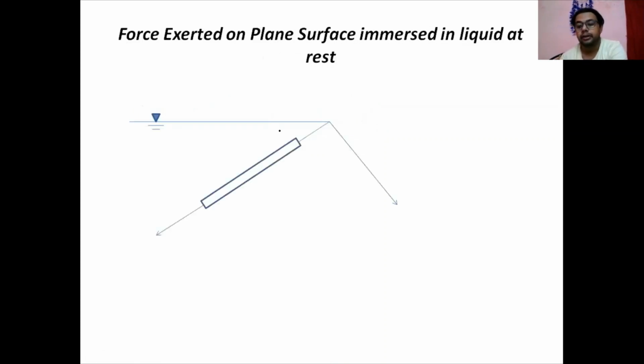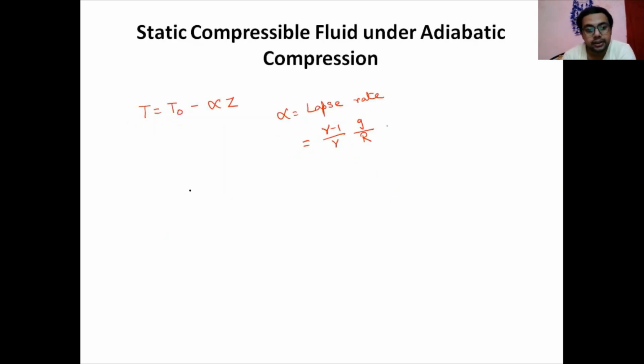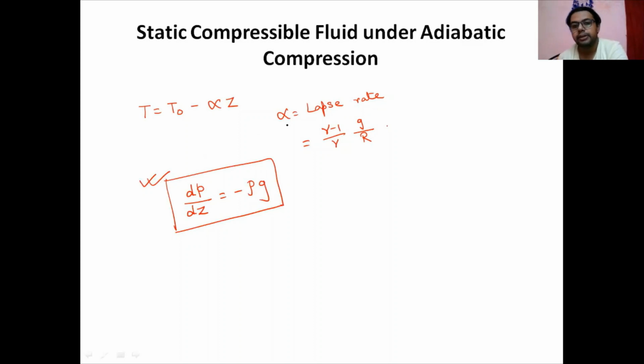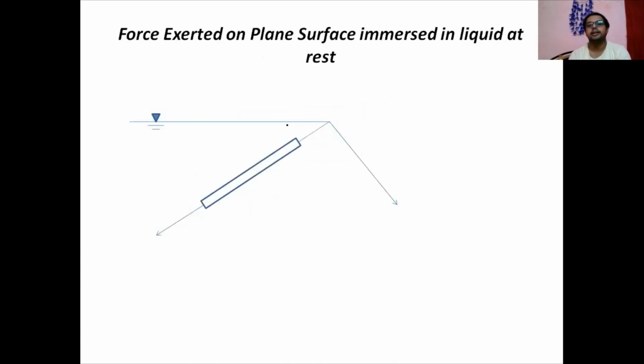Now today, the hydrostatic law is also written here: dP dZ is equal to minus rho G. The P is only varying along the Z axis because gravity is the only body force. This is the hydrostatic law, a very important law. Today we'll see the force exerted on a plane surface immersed in a liquid at rest.